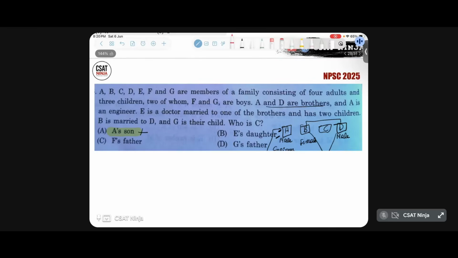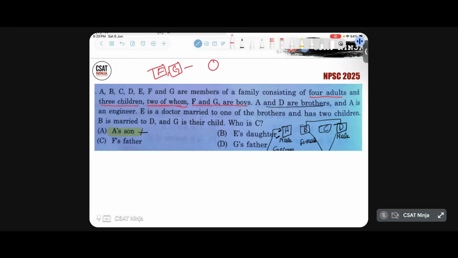NPSC 2025 question paper here again. Let's follow the question. What does the question say? These are the members of the family: 4 adults and 3 children, out of whom F and G are boys. Look here carefully. This is the key statement. There are 3 children, out of whom F and G are boys. That means F's gender is male, G's gender is also male, which means that the other child is female.